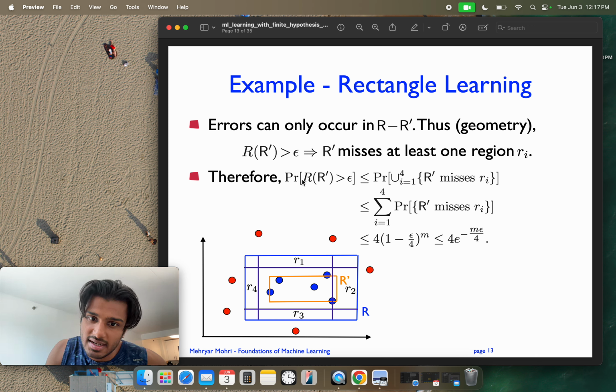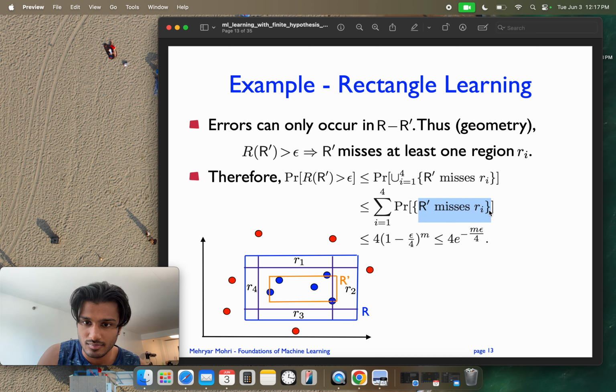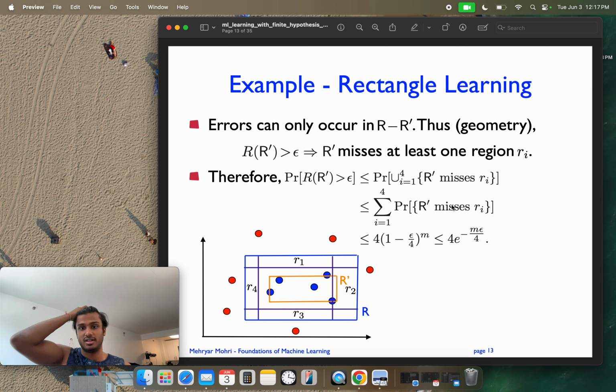So the probability that the risk of R prime is greater than epsilon is the probability that R prime misses R1 or R2 or R3 or R4, which is basically the union. Like, it misses at least one region. And by using the union bound, we can say that this probability is less than the sum of all of these probabilities, like it missing every region individually.